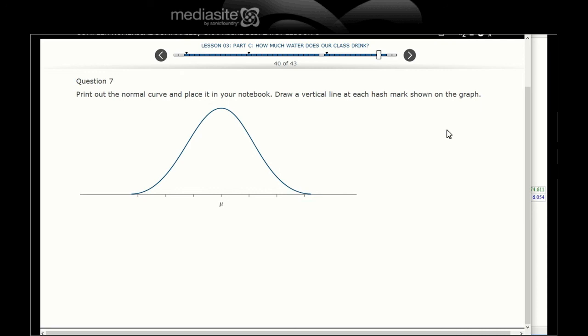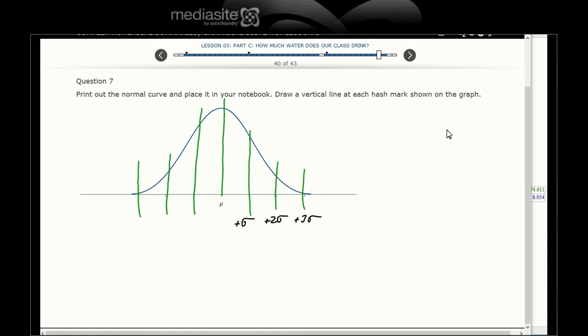Okay, it says now print this normal curve and place it in your notebook. You don't need to do that. It basically just says draw vertical lines at each hash mark shown on the graph. It means hash mark, vertical line. Basically plus 1 sigma, 2 sigma, 3 sigma, and minus 1, 2, 3 sigma.